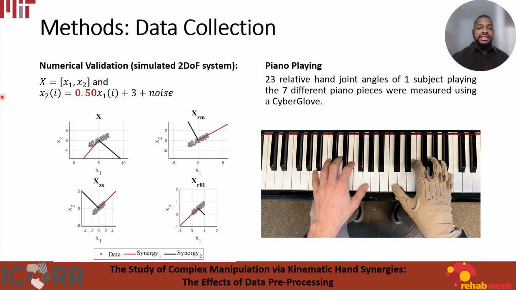Moreover, we tested these four preprocessing methods by extracting synergies on two different types of data sets. The first was numerical simulation of a 2-degree of freedom system that allowed us to test and build our intuition. Note, specifically, the validation was guided by this equation shown here, where we have an embedded synergy of 0.5. That is, the second degree of freedom moved with half the motion of the first degree of freedom.